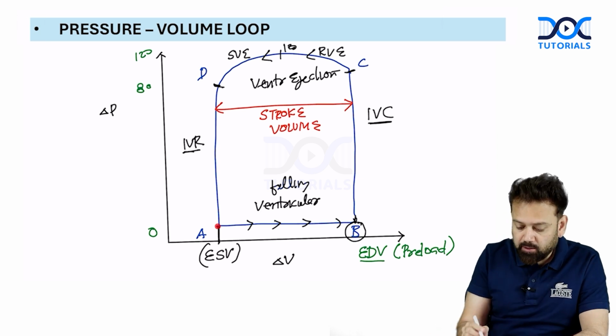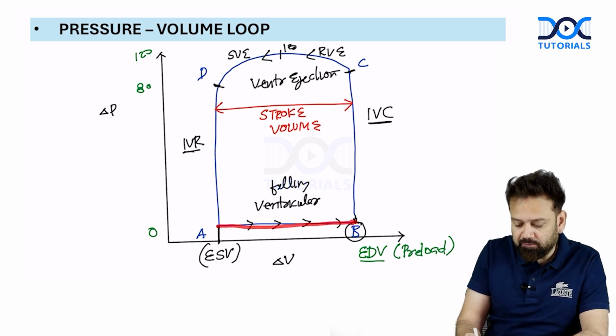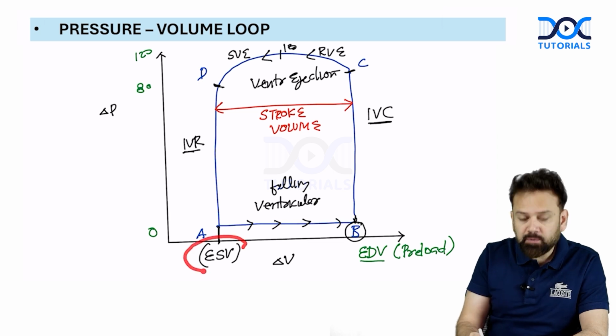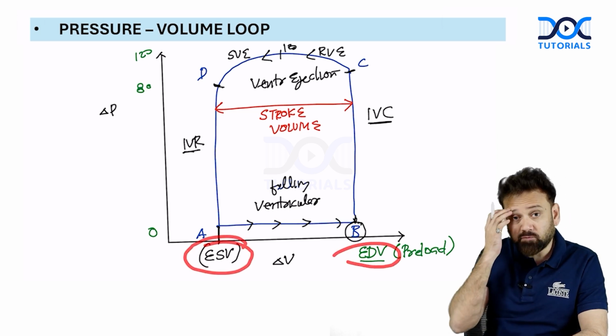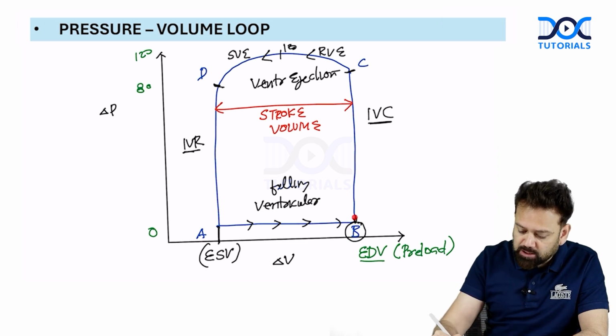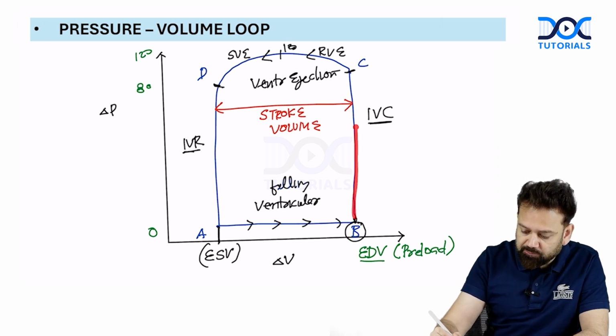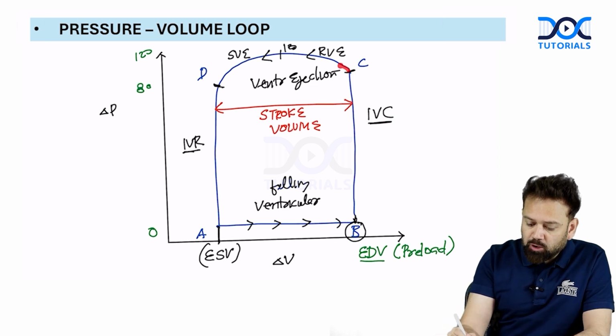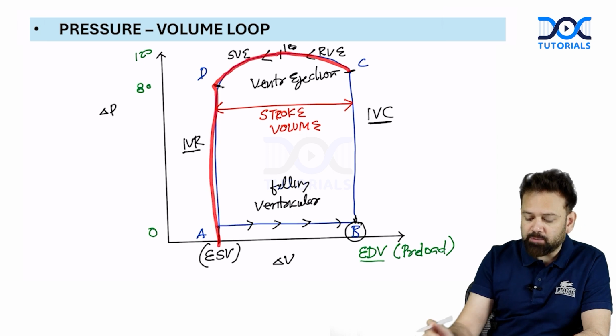Recap is very important. From A to B, the ventricle will be filled. It will start from end systolic volume and go to end diastolic volume. So the maximum volume before contraction is what? Preload. Now, from B to C, volume is constant, but pressure is increasing from 0 to 80. So isovolumetric contraction. From 80 to 120, rapid ventricular ejection. From 120 to 80, slow ventricular ejection. From D to A, again, isovolumetric relaxation.